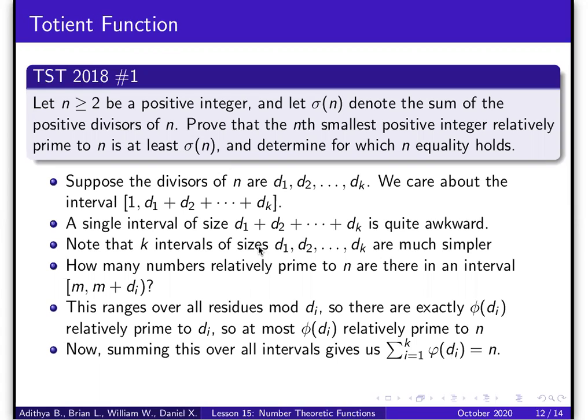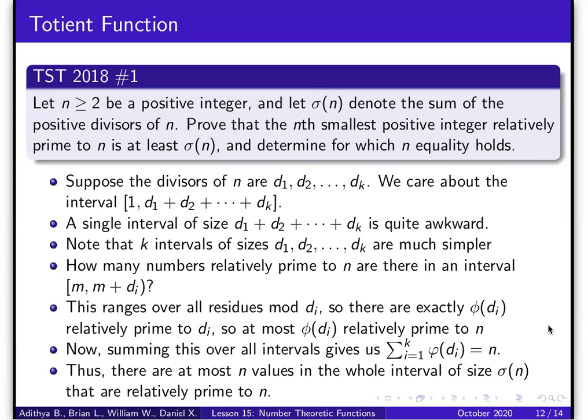And by what Aditya said earlier, this is just equal to n, since we sum over all divisors of n. So this tells us that there's at most n numbers relatively prime to n in this range. So this basically solves the inequality. Of course, there's some edge cases, but we'll get to those.